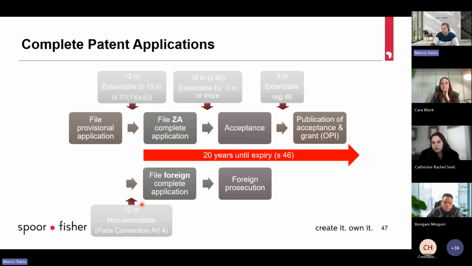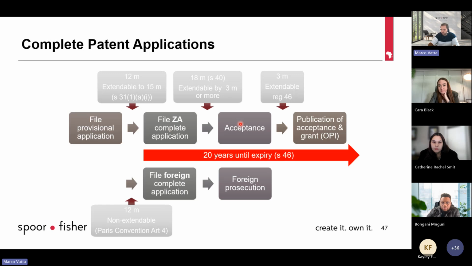Any questions on this timeline that I've set out here? Hi, Marco. Could you please just explain what that 18-month time period refers to? Because that's this period, yeah.